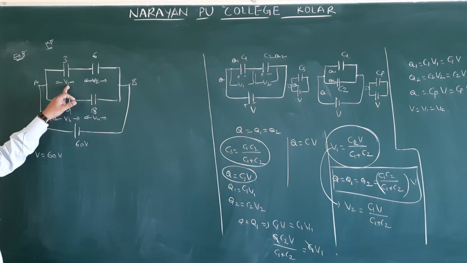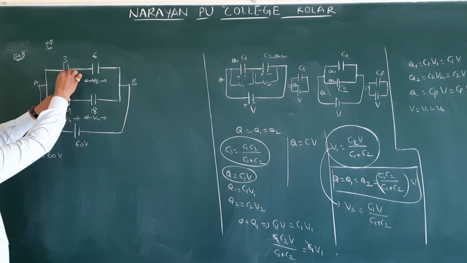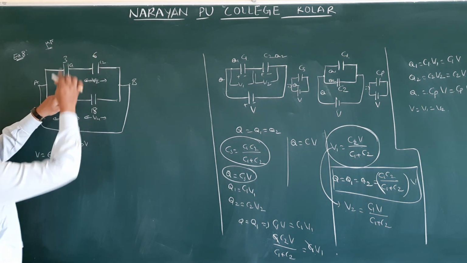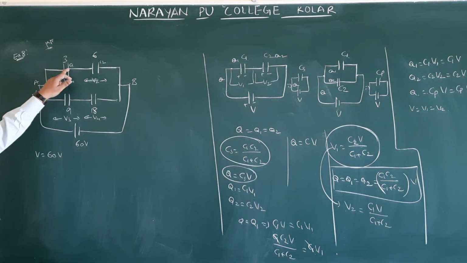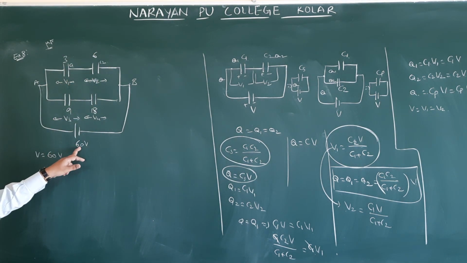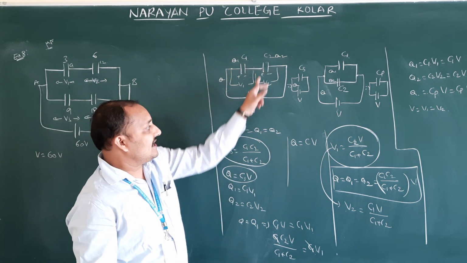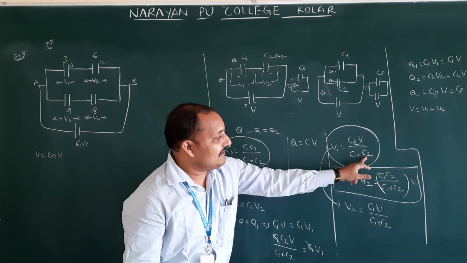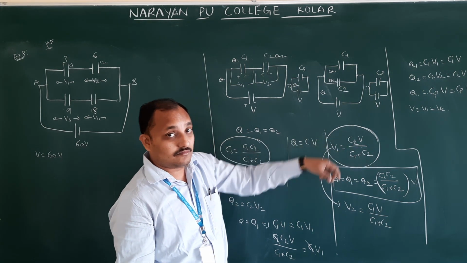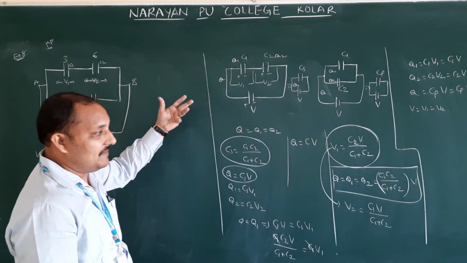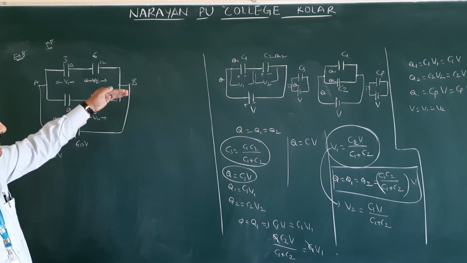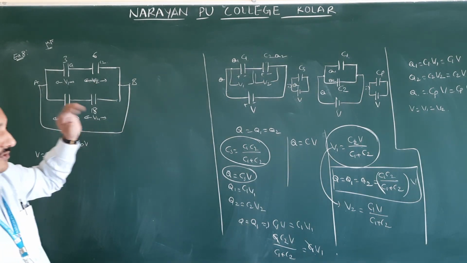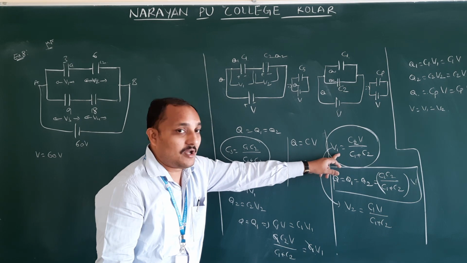Now first we will find V1. Let us assume this is C1, this is C2. C1 and C2 are connected across 60 volts, so they are connected for V. Then what is the formula for V1? V1 is C2V by C1 plus C2. If you remember the formula. If you forgot, there is another way, but it becomes a big problem, like a PU 5 marks question. For competitive exams you have to apply this one.